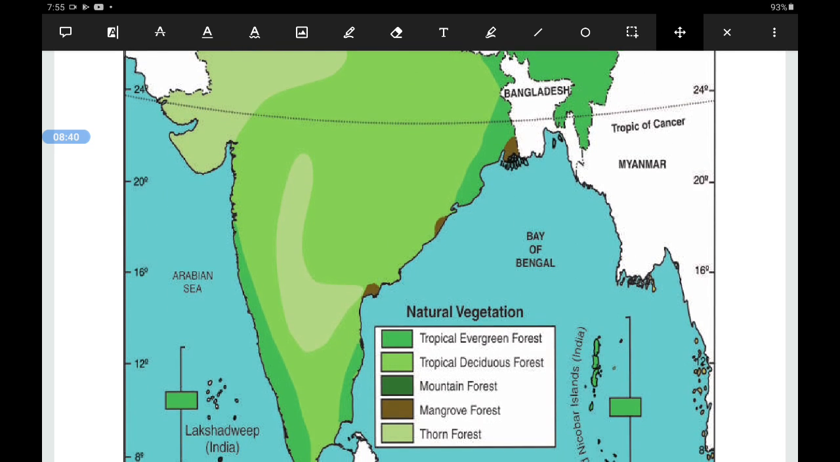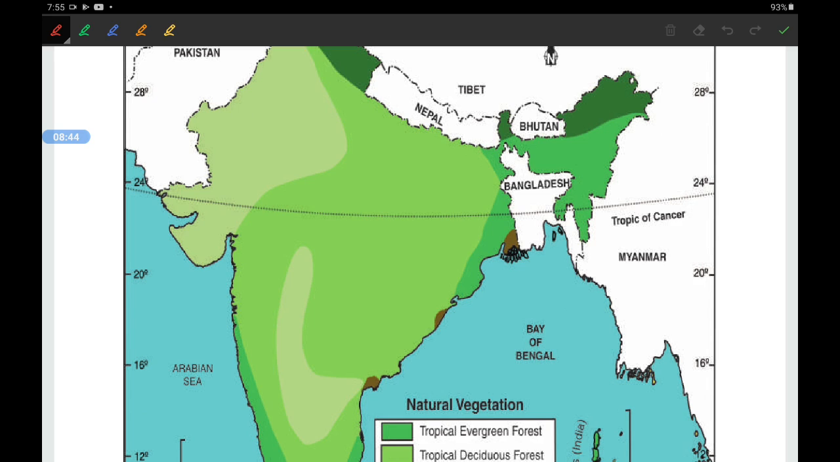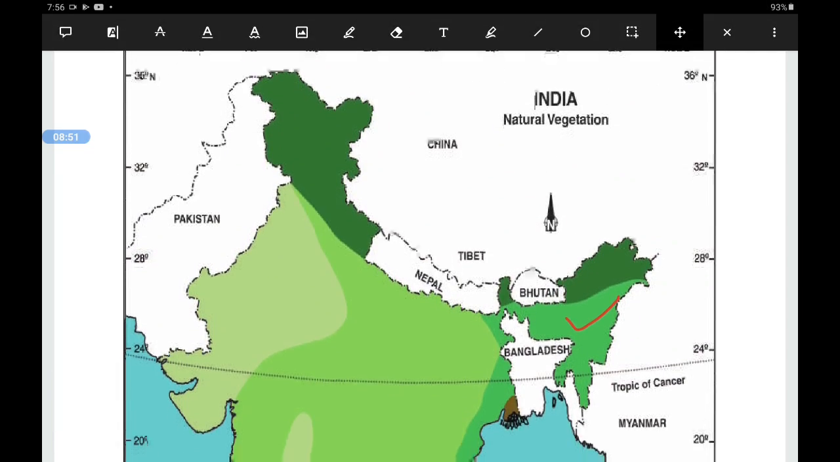Basically, you can see this part, it is available here and here. So they are available in this part.